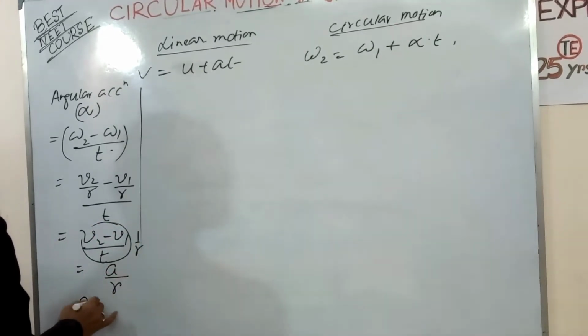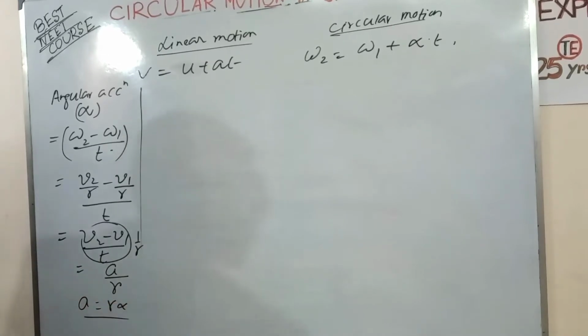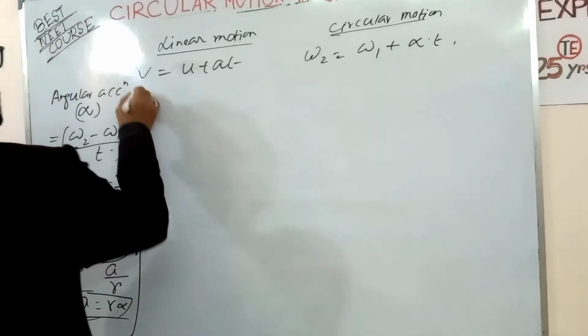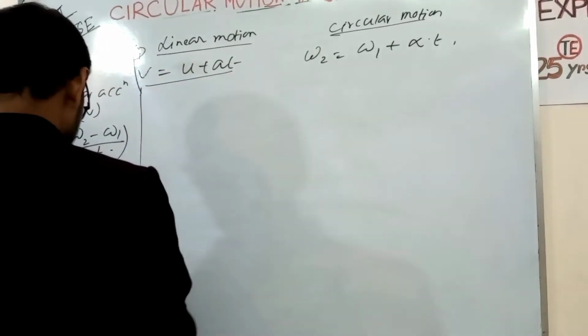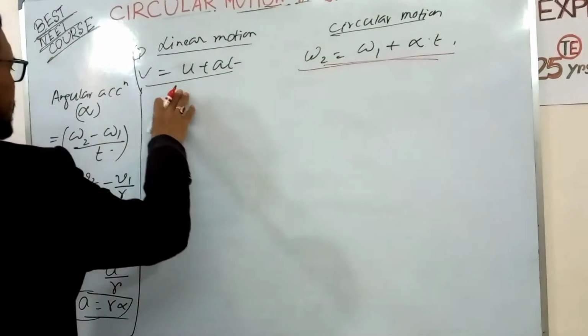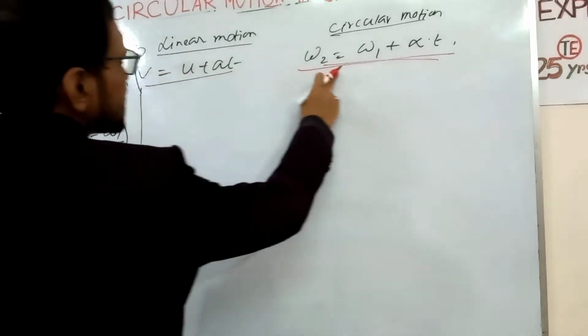So a equals r into alpha. This is the relation: v equals r omega, a equals r alpha. So memorize this by comparing with the formula v equals u plus at in circular motion.